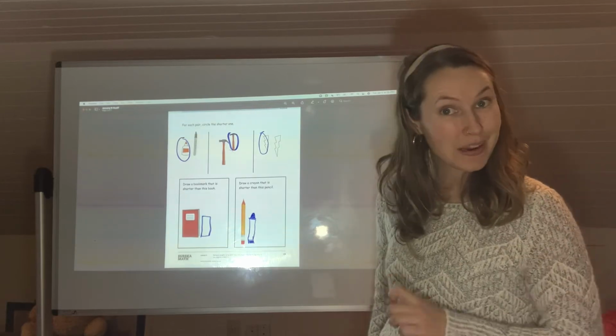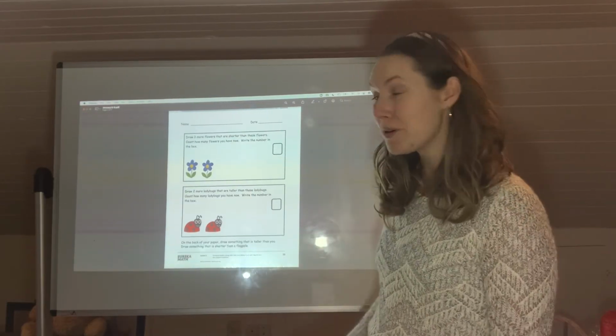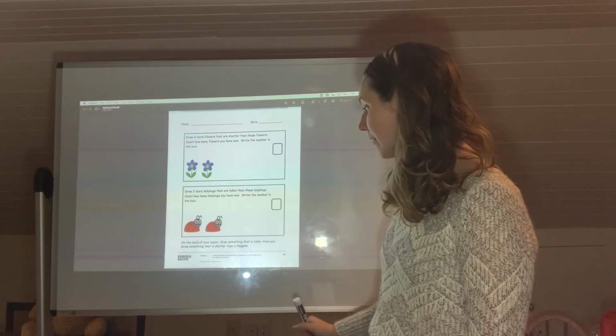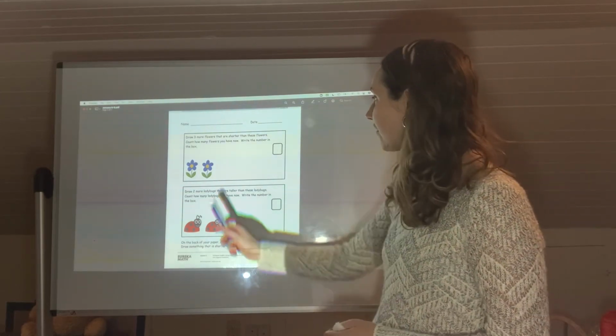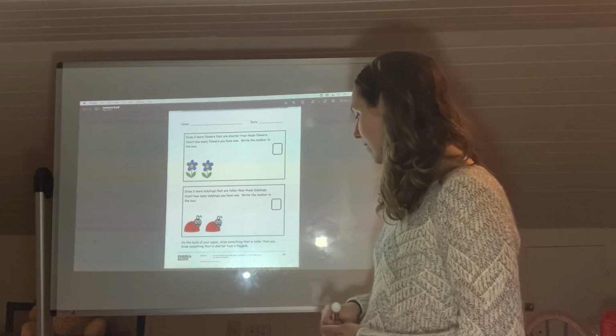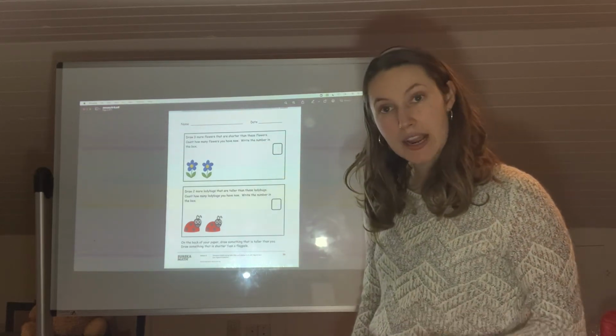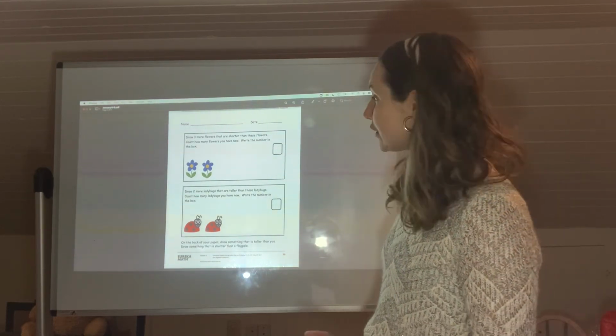So let me show you what you're going to do for homework. Okay, so your homework is going to be this page right here. It's page 20, lesson 1 homework. Now the first thing you're going to do is write your name and the date, and then I'm going to read you the directions for what you're going to do here on these two problems.